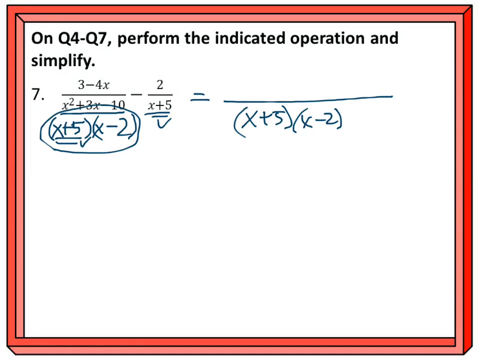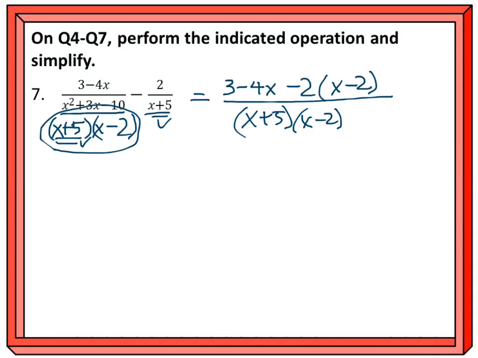And the first fraction is not missing any factors, because that is its original denominator. So I don't have to multiply the top of that by anything, just 3 minus 4x. For the second fraction, though, we are looking at the x plus 5, and the factor that it's missing is the x minus 2. So it needs to be multiplied on the top and the bottom. Okay, so minus 2 stays there, and then we're going to multiply it times x minus 2.